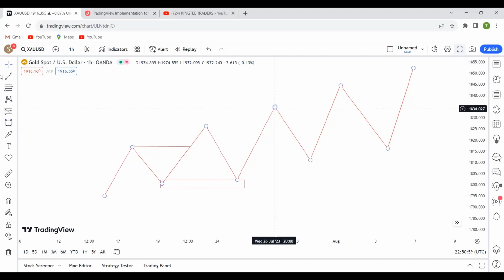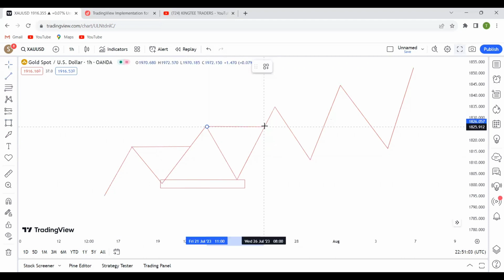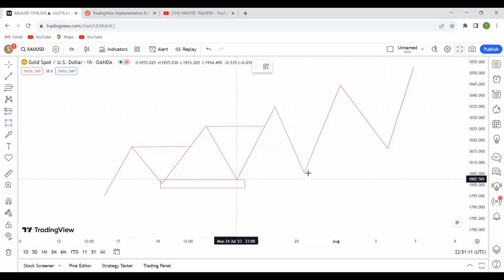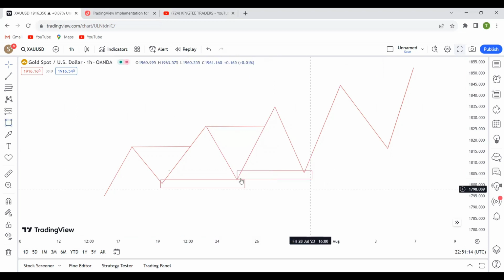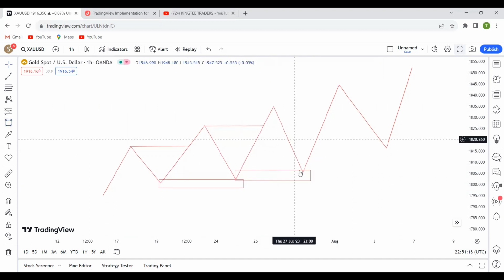As the market continues moving up, it creates another BOS. It takes out this previous higher high and creates a new higher high here. Same procedure. This is going to be our order block, which is the last bearish candlestick. The market came, mitigated our order block, and pushed up.